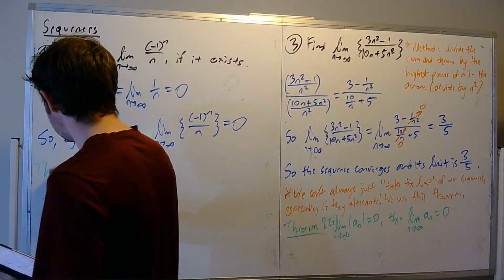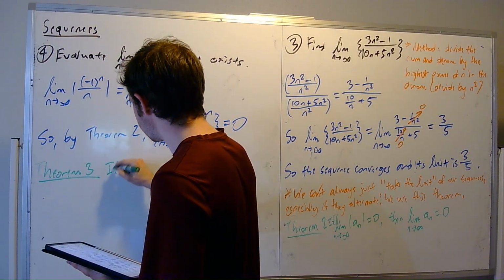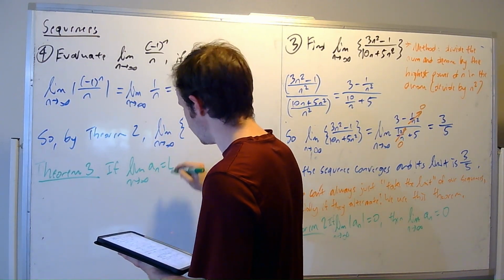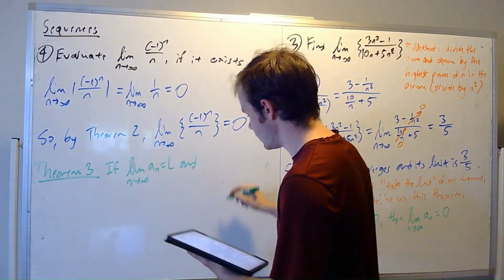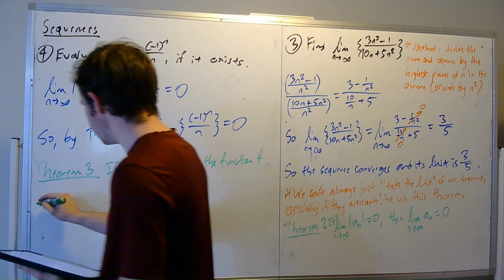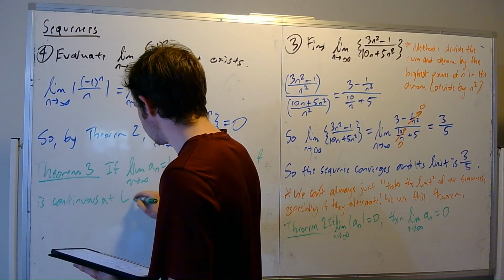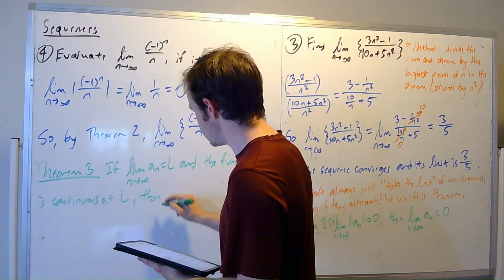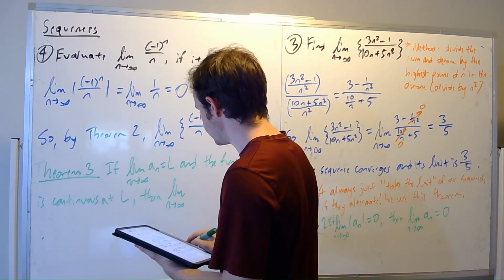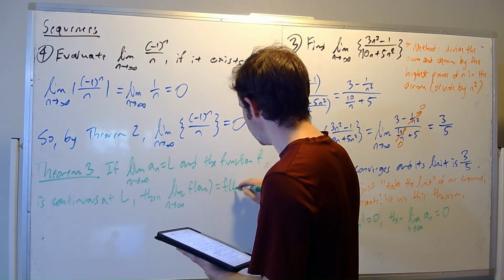This is theorem 3. If the limit as n goes to infinity of a_n equals L and the function f is continuous at L, then the limit as n goes to infinity of f of a_n equals f of L.